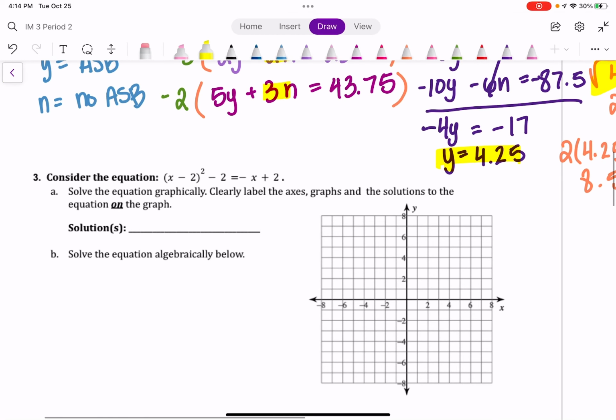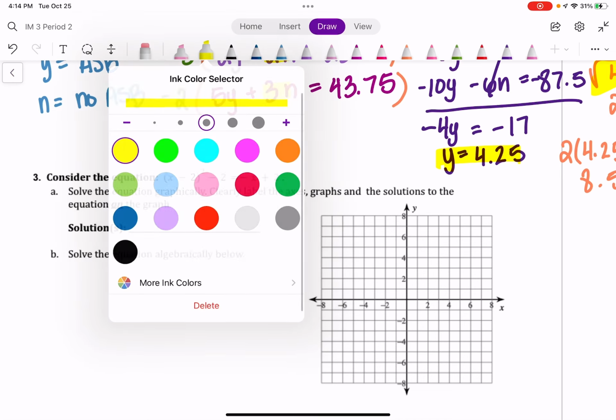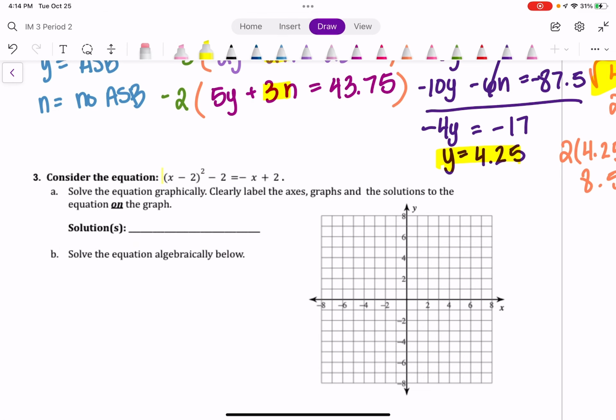Okay, number 3. Solve this equation graphically and label our solutions. We're going to graph each of our equations separately. We're first going to graph our quadratic, and then we're going to graph our line. I'm going to do the quadratic in purple.